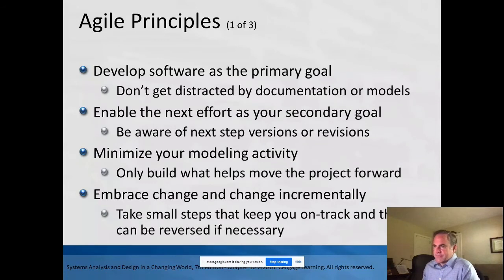And again, some repeated stuff here. So software should be the main focus. Don't get distracted by the documentation. Enable the next effort as your secondary goal. So in other words, your iteration should be always in the back of your mind. Your main focus should be building the software for the first step, and in the back of your mind as a secondary goal, what's the next thing going to be? Minimize your modeling activity. Only build what helps the project move forward.